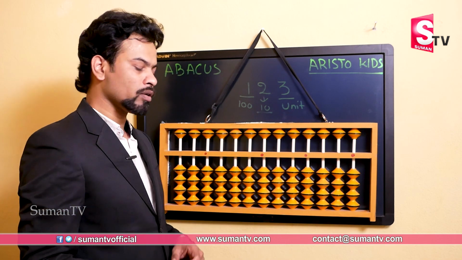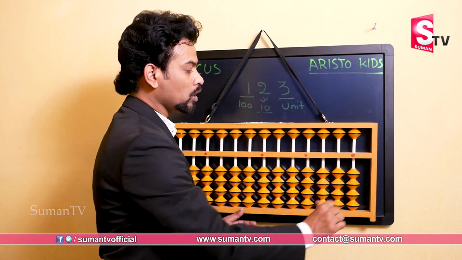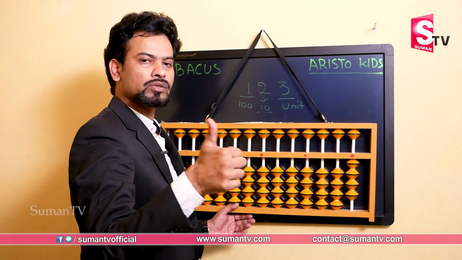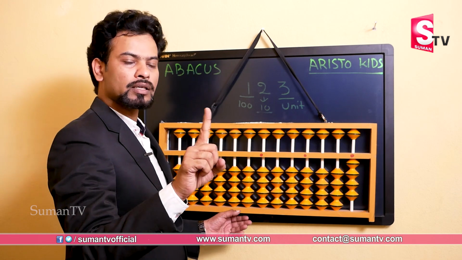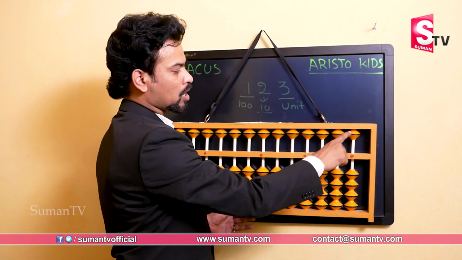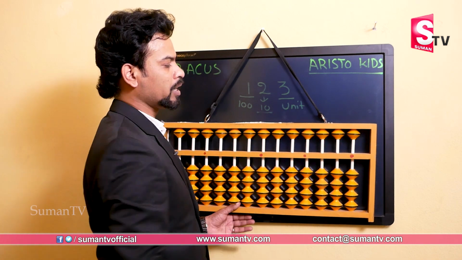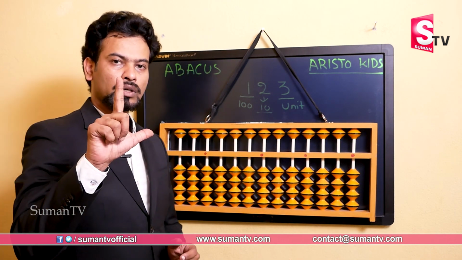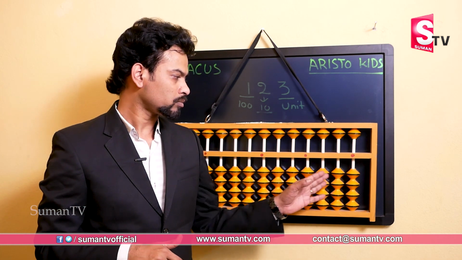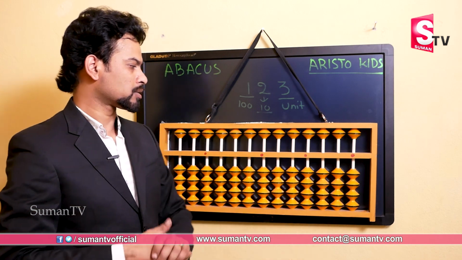So again I am telling, we will use the thumb only to make the lower beads go up. The work of the thumb is only that much. All other things we will do with our index finger, like making the lower beads go down, the upper bead down and the upper bead up. So this is the function of our hand to use this abacus.